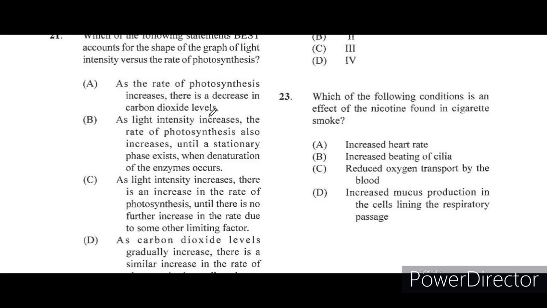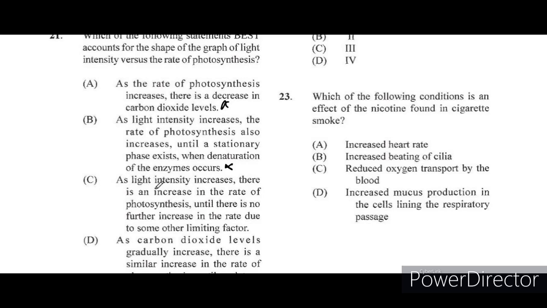So there's a decrease in the carbon dioxide level. That's not what the graph is telling us. As the light intensity increases, yes, we're off to a good start, the rate of photosynthesis also increases until a stationary phase exists when denaturation of the enzymes occur. No, we weren't told that by the graph.